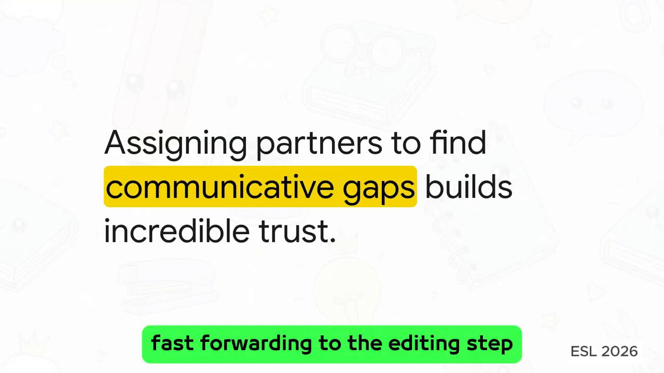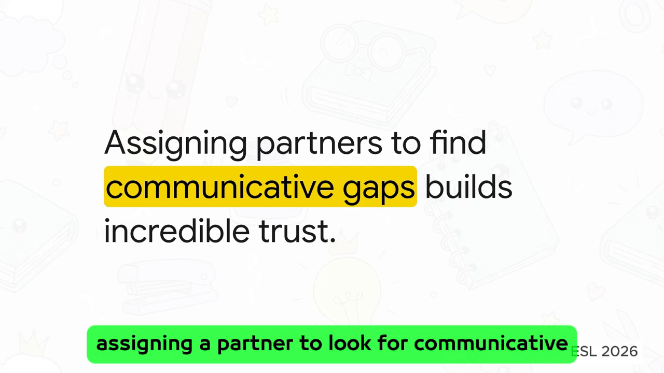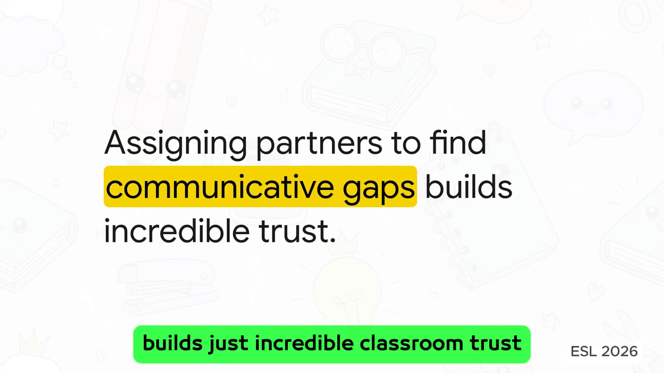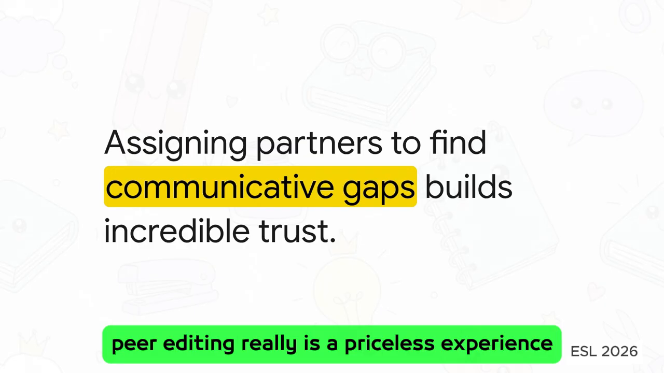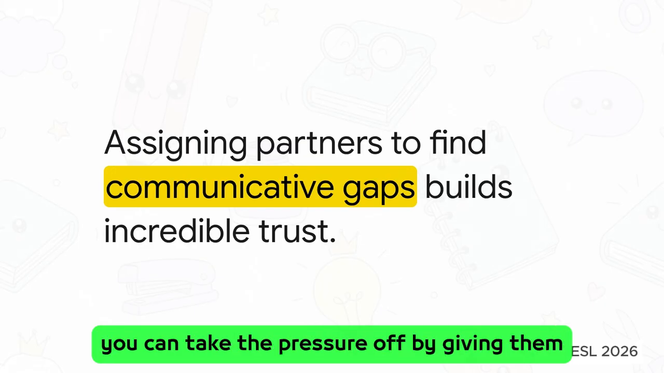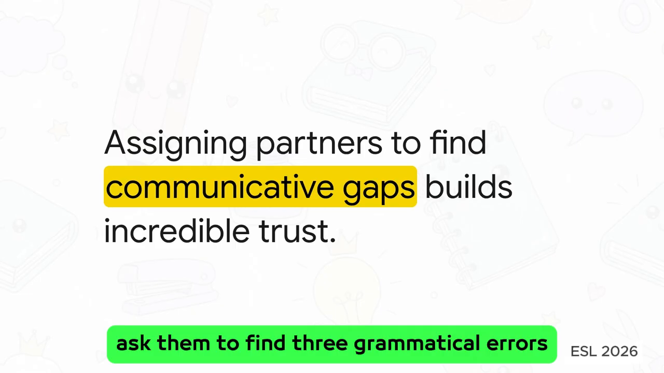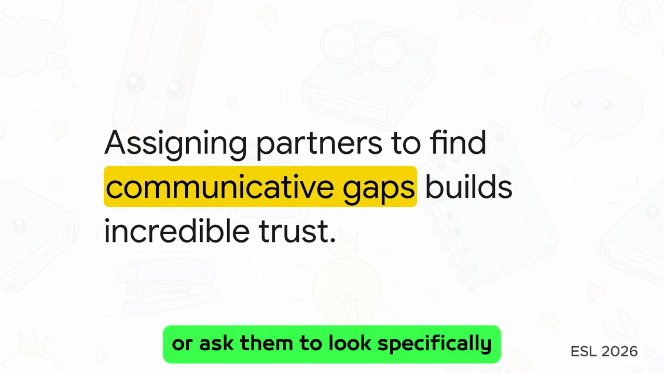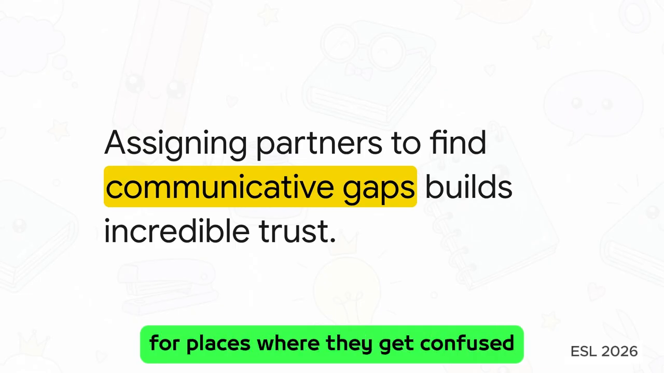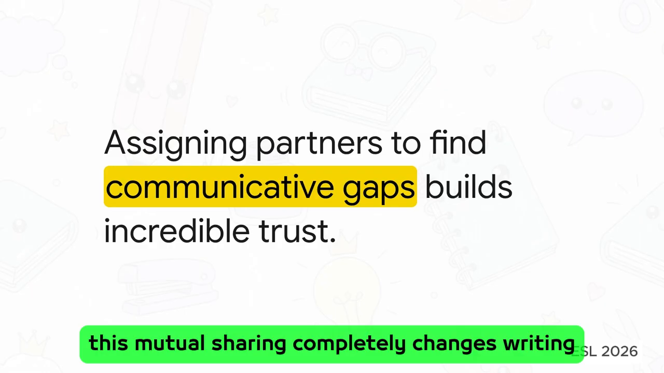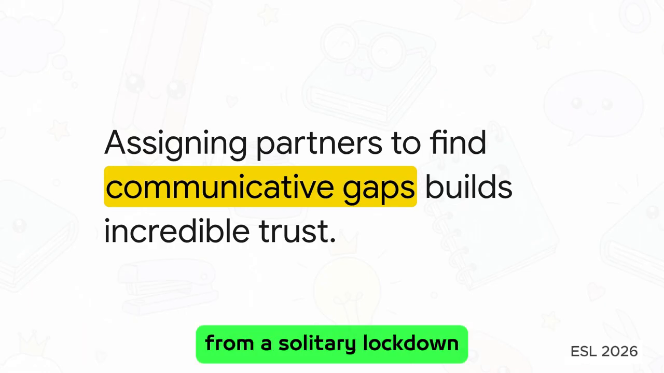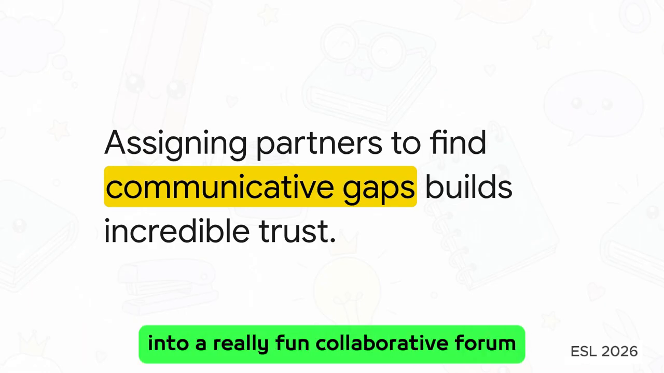Fast forwarding to the editing step, assigning a partner to look for communicative gaps or breakdowns in meaning builds just incredible classroom trust. Peer editing really is a priceless experience. You can take the pressure off by giving them super specific parameters. For instance, ask them to find 3 grammatical errors and explain how to correct them, or ask them to look specifically for places where they get confused. This mutual sharing completely changes writing from a solitary lockdown into a really fun collaborative forum.